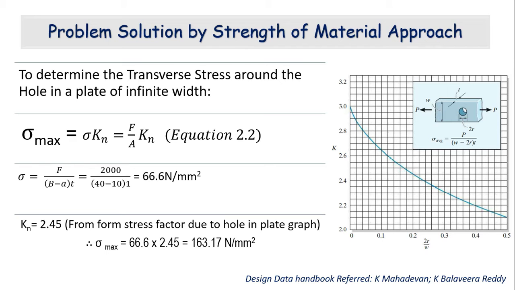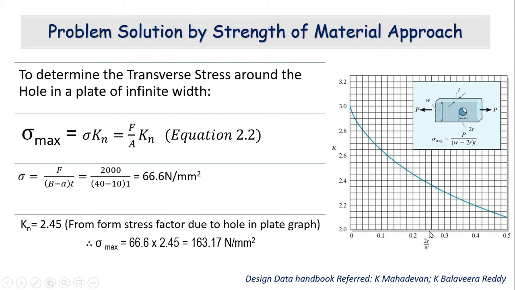Now let us see how the value of this Kn is determined. To determine the value of the Kn, we shall use this graph which is having K along the y-axis and the ratio of the diameter to the width of the plate in the x-axis. The ratio of the diameter of the hole to the width of the plate is 10 by 40 mm. So the corresponding value is 0.25, the ratio is 0.25.